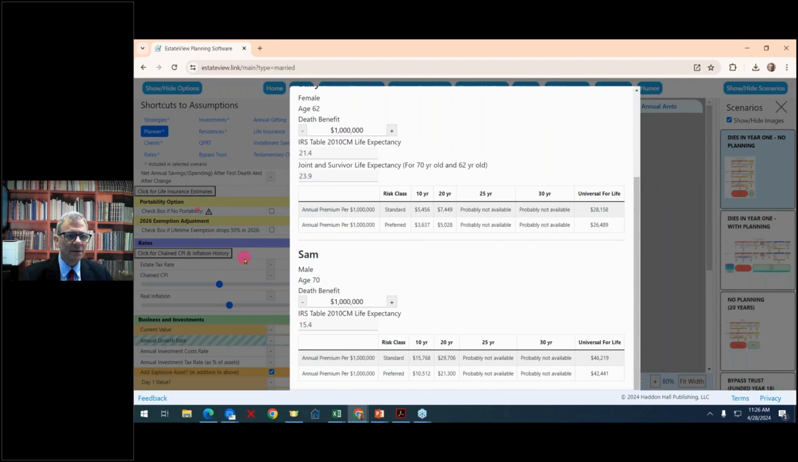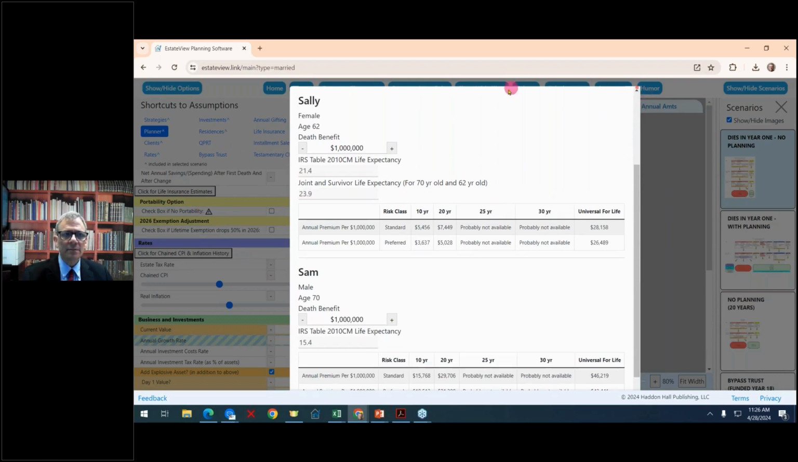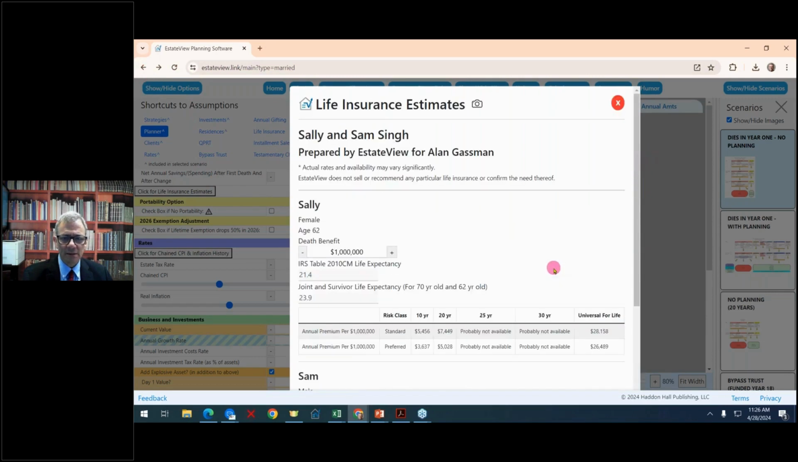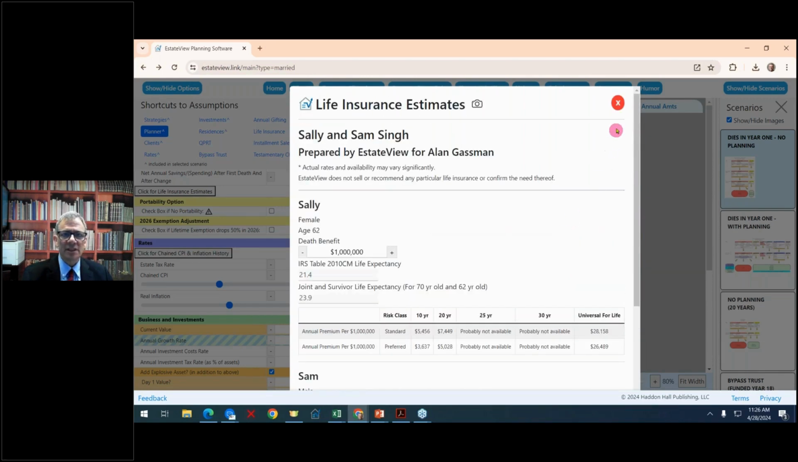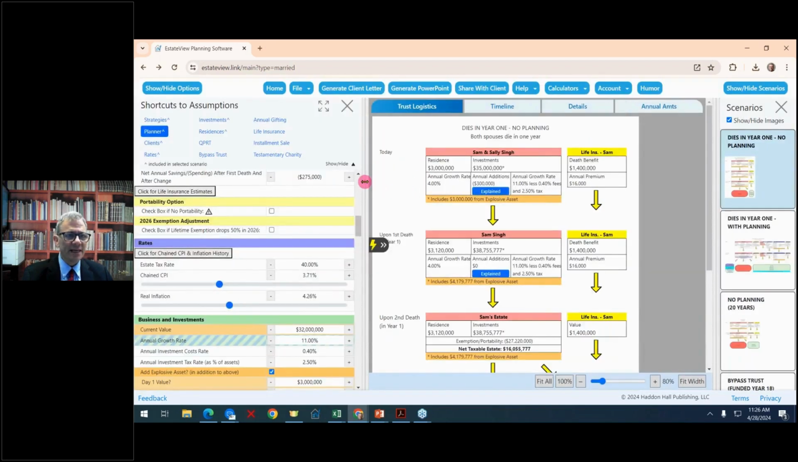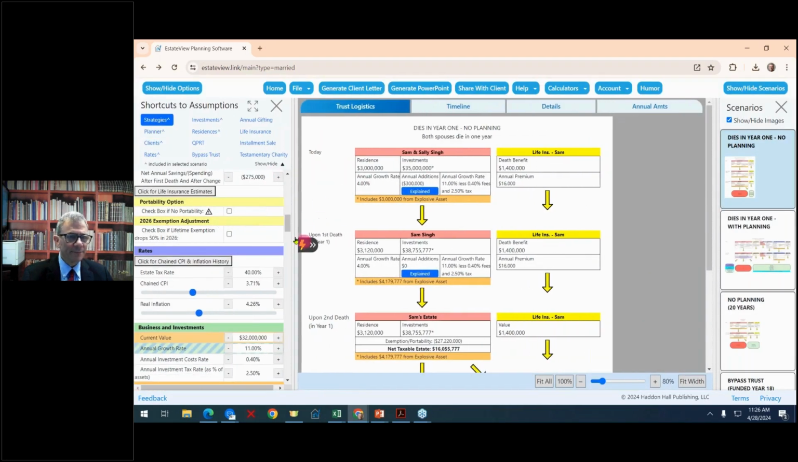Other than the above, I would... how do you get rid of this? Go away. To close the life insurance estimates, you click on the red X and it goes away.